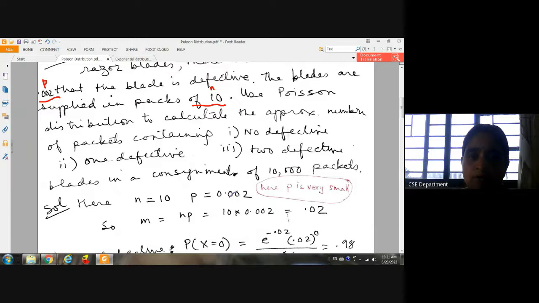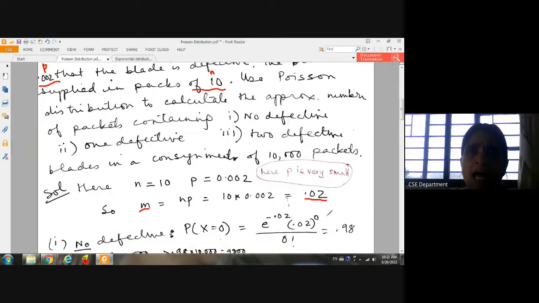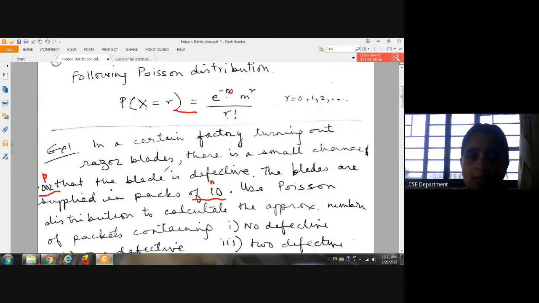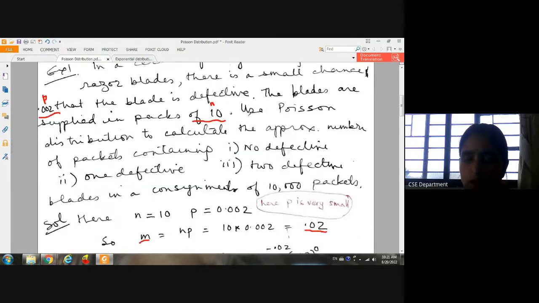Next, we have to compute m. M is n into p. So we multiply n and p, and this is our value of m. Then what to do? You just use the formula. What is the formula? So first is no defective. So px equal to 0. Wherever r is there, they want no defective. So r is equal to 0. What is m? We have computed m to be 0.02.